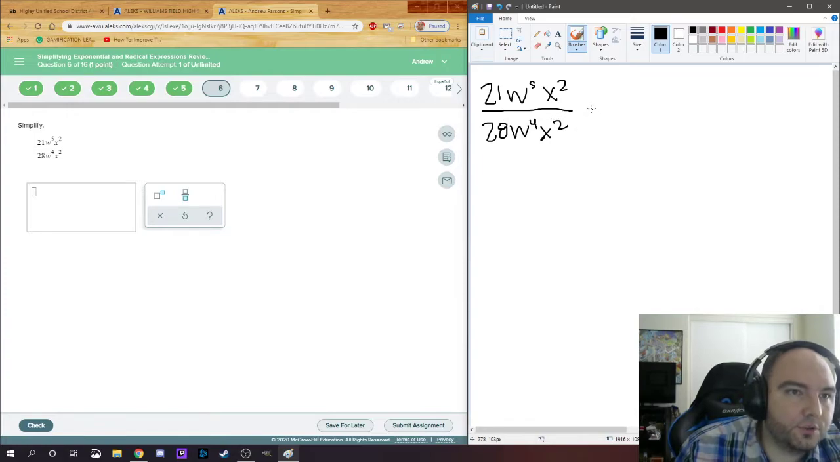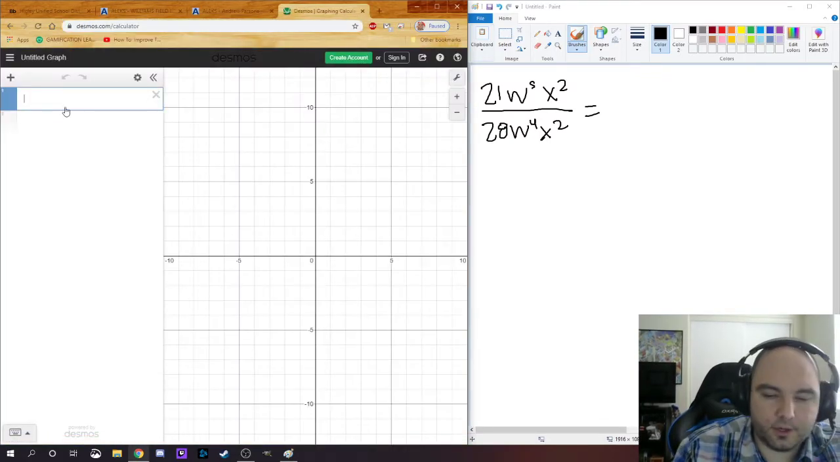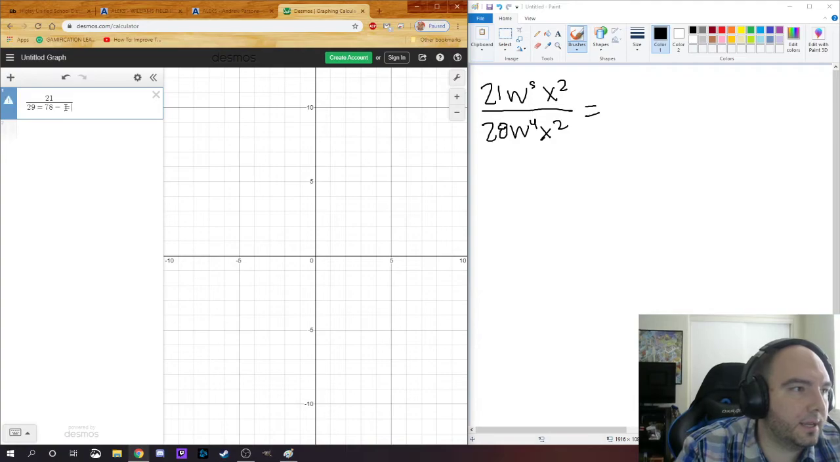So first thing you do is you reduce. I'd get a calculator out or whatever and do 21 over 28. You have full permission to use Desmos. And if you want, 21 divided by 28, and I pushed every button but the 8.